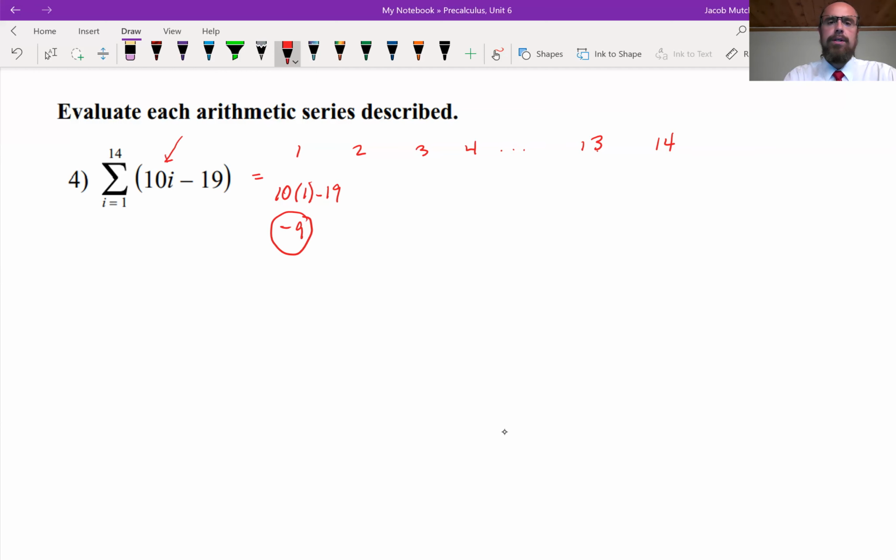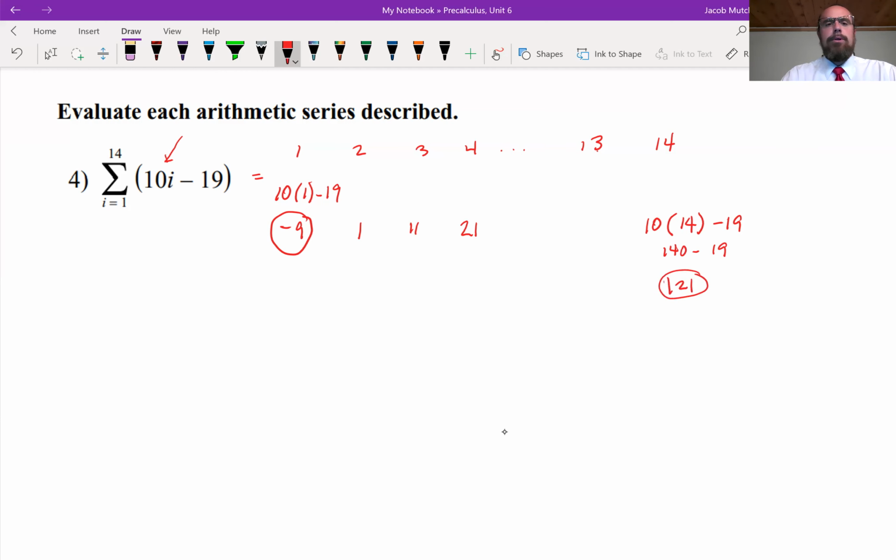So -9 plus 10 is 1. 1 plus 10 is 11, 21, and so forth. And really we could calculate the 13th and the 14th by plugging in their values for the i, or the n in this case. So I'll plug in 14, that's 10 times 14 minus 19, that's 140 minus 19. So the 14th term of this series is going to be 121.